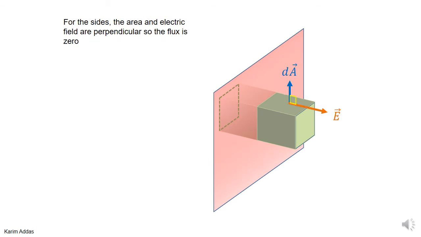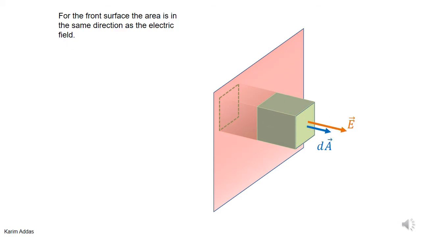Now, why do we choose this rectangular volume? Because if you look at the area vector on the top face, it's perpendicular to the electric field, because the electric field is perpendicular to the sheet. So the angle is 90 degrees, so you get zero flux through the top face. The same thing you can show for this face. For all the side faces, the angle between area vector and electric field is always 90 degrees, so you get zero flux. For the front face, the angle is exactly zero, so you get rid of the dot product.